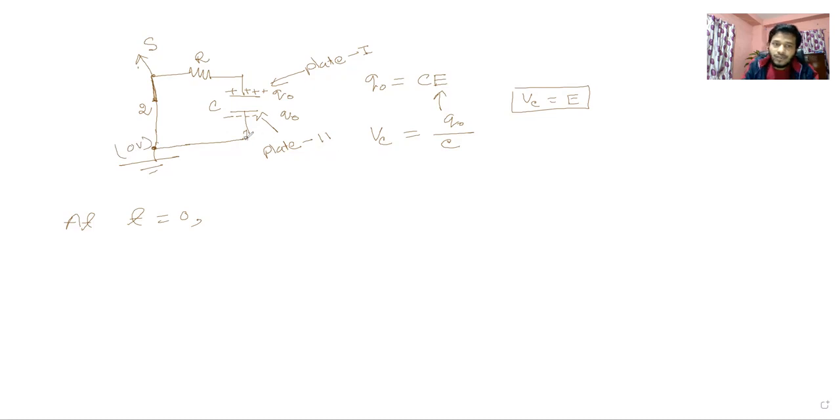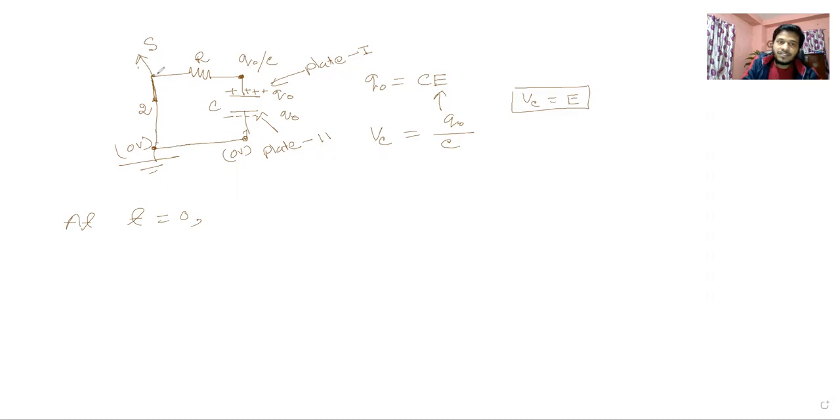Then what will be the voltage at this point? Again, it will be 0 volt, isn't it? Then what would be the voltage at this point? It is Q naught by C, because the voltage across this capacitor is Q naught by C. So if we want to calculate the voltage at this node, we start our journey from this node: 0 plus Q naught by C equals Q naught by C.